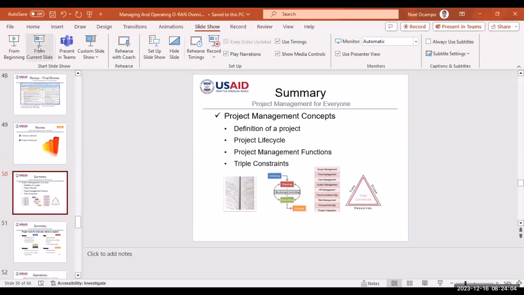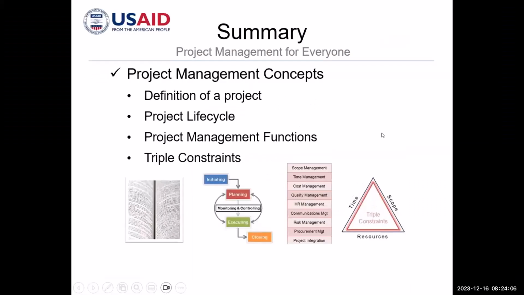So as you can see in the project management life cycle, we have 5 stages, right? Initiation, planning, execution, and then monitoring, control, and then closing.